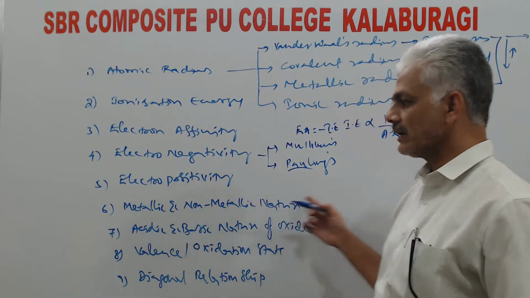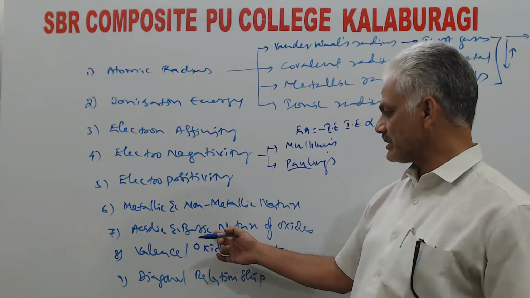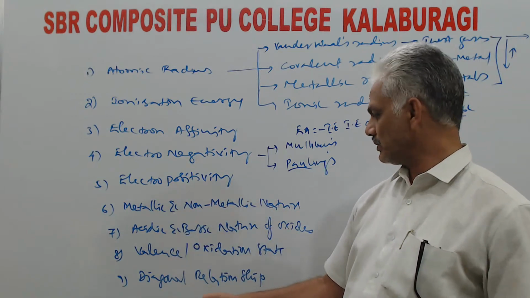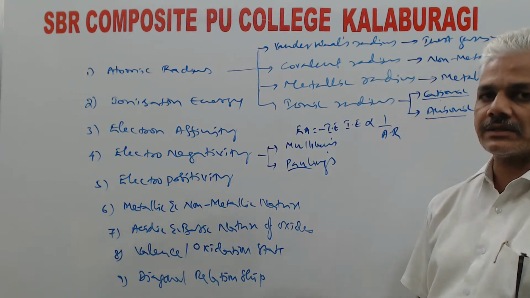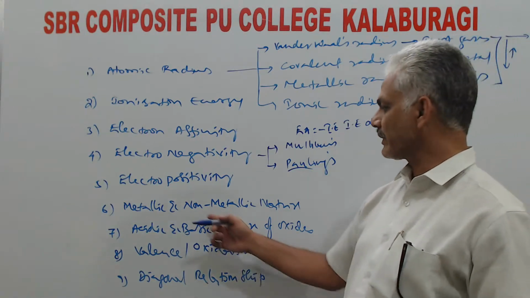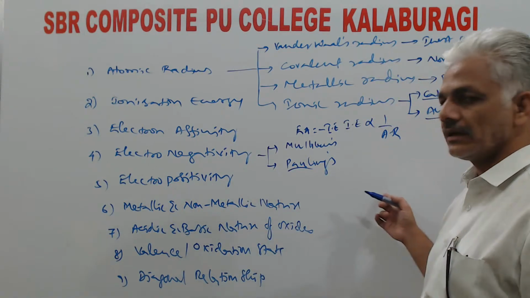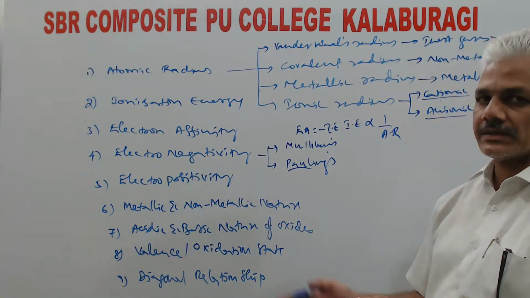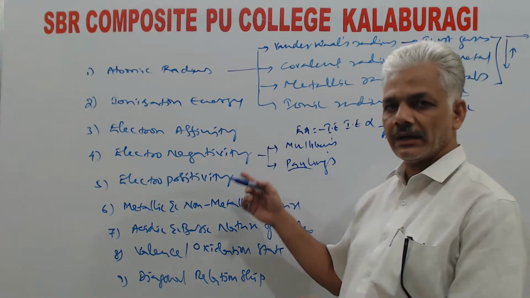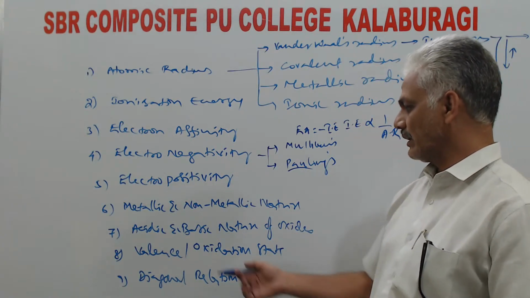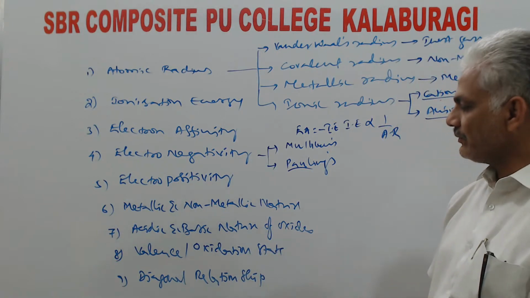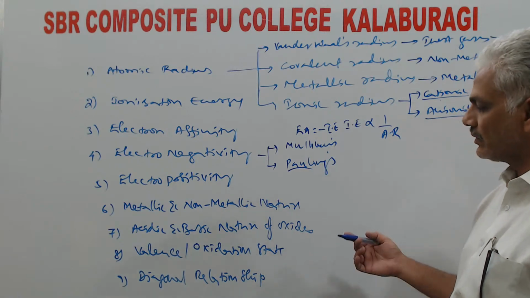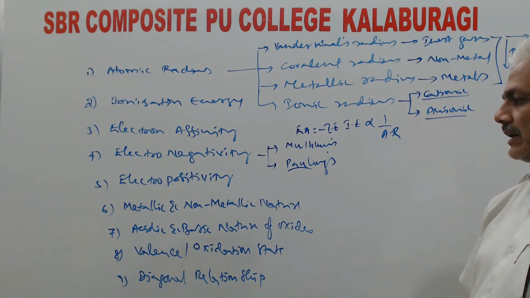So, as metallic character decreases along a period, basic nature of oxides also decreases. Metallic character increases down the group, therefore basic nature of oxides also increases down the group. Non-metallic character increases along a period, therefore acidic character of the oxides increases along a period and decreases down the group.